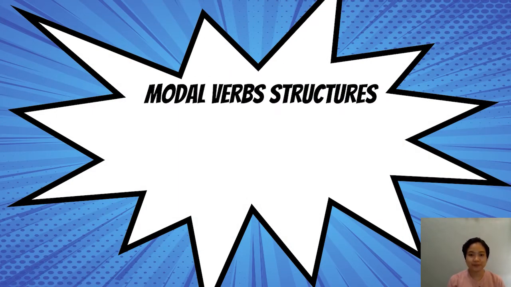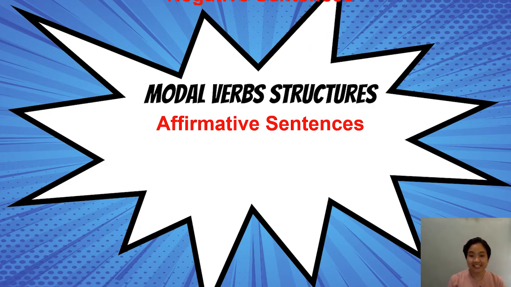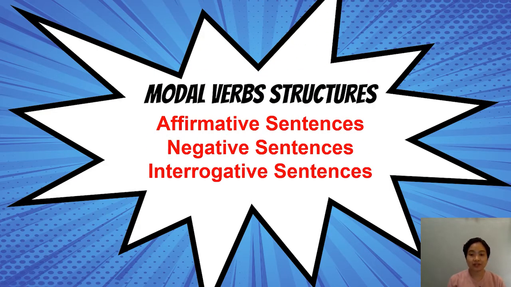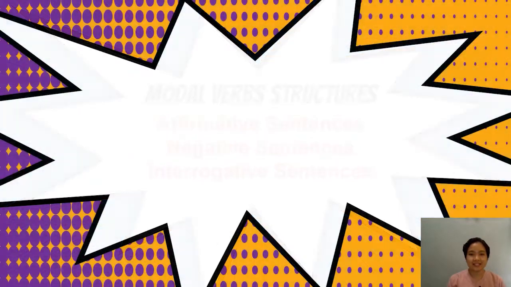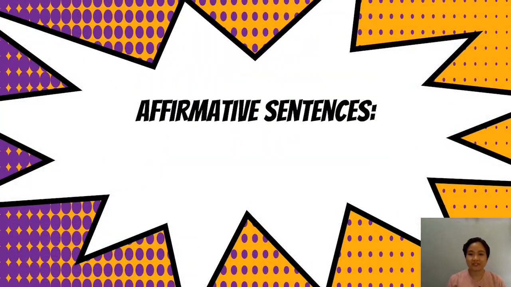Now we're done with the forms. Let's proceed to modal verbs structures. We have three: affirmative sentences, negative sentences, and interrogative sentences. So how do we use modal verbs in these structures? Let's begin with affirmative sentence.